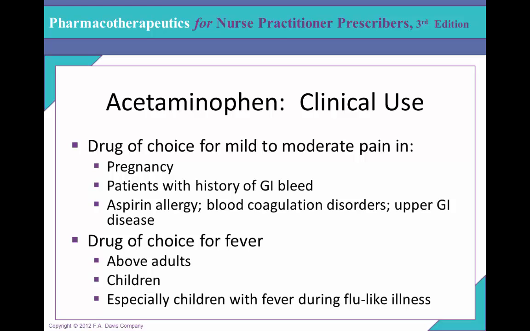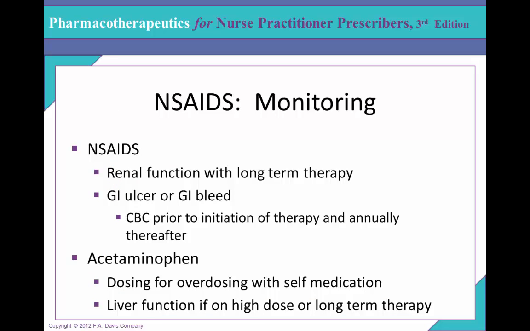Now, drugs to use for mild to moderate pain in pregnancy: Tylenol. If the patient has a history of GI bleed, Tylenol. If the patient has aspirin allergy or any blood dyscrasia or blood coagulation disorder, Tylenol. So the drug of choice for fever, for adults and children, as well as pediatric patients that have flu-like symptoms related to any upper respiratory infection. Remember, because aspirin could give them Reye's syndrome.